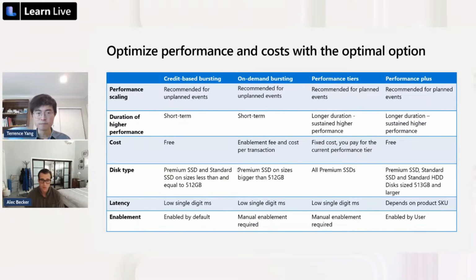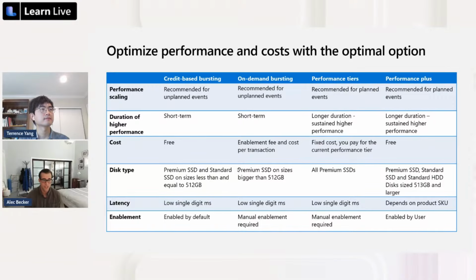So if you're trying to work around an unplanned activity, we recommend our two different bursting products, our credit-based bursting or on-demand bursting. If you have more of a planned event for scaling up and scaling down, that's great for performance tiers. And just for scaling up and having that nice, great performance, go ahead and go with our Performance Plus.